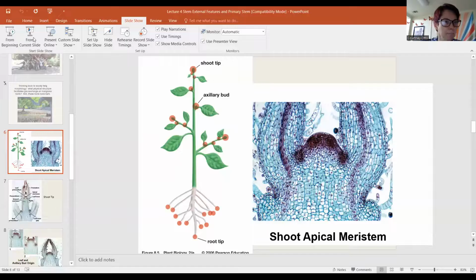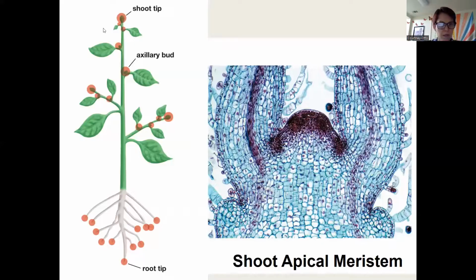Welcome back. So what I'd like to talk about now is how new sections of stem with those nodes and internodes are going to get made. And I want to start with kind of just this overview.